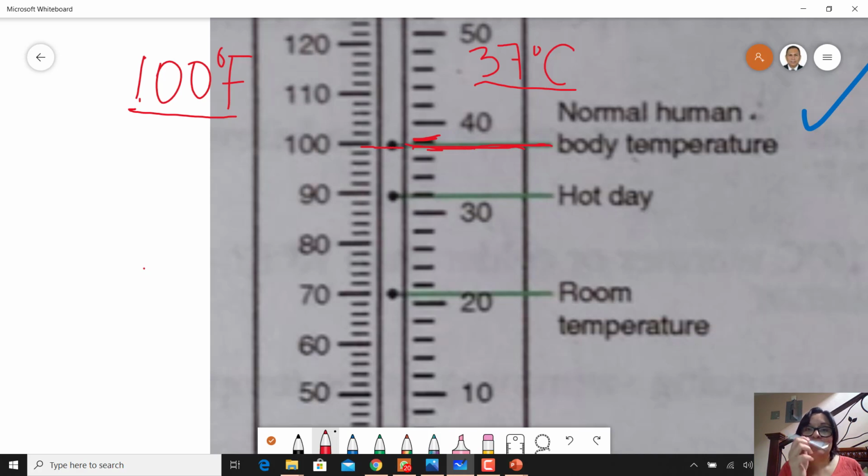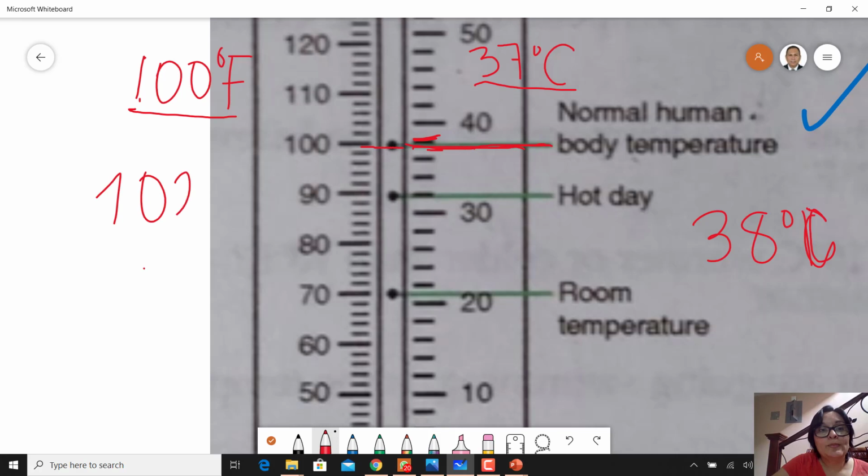But what happens if the thermometer, well, this one is not a thermometer, but let's imagine that it is. What happens if the thermometer says that you have, instead of 37, 38 Celsius degrees? That means that you have fever and you have to take or drink medicines for that. Or if you have, for example, not 100, but 102 Fahrenheit degrees, that means that you have fever and you need to go to the doctor or drink some pills.